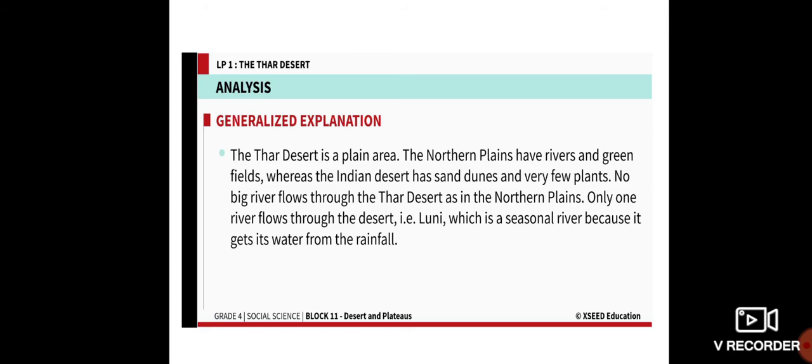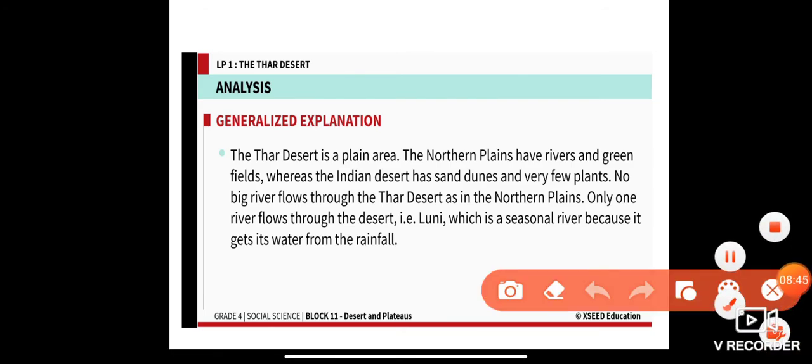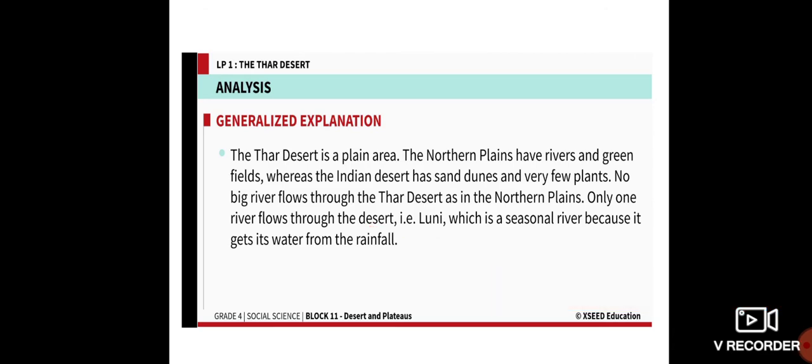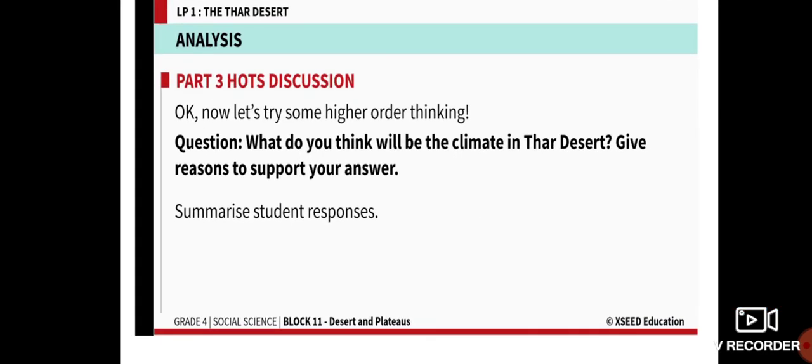No big river flows through the Thar Desert. Alright, in Thar Desert there is no big river like the Ganga and Yamuna of the northern plain. Only one river flows through the desert, that is River Luni, which is a seasonal river because it gets its water from the rainfall. So there's only one river that flows through Thar Desert, that is River Luni, and that is also a seasonal river, not a permanent river, because it gets its water from the rainfall.